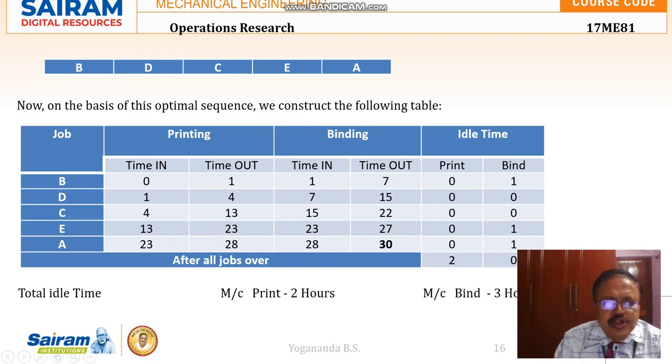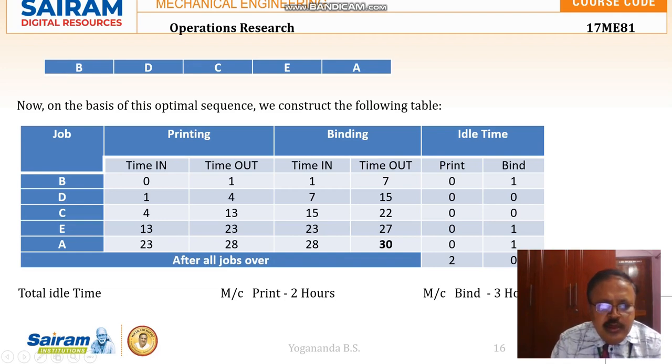Similarly, if I take job C, here also we get the idle times as 0 and 0. 4 minus 4, 0. 15 minus 15, 0. Coming to job E, here the difference of 23 and 22 is 1. 13 minus 13 is 0. Now coming to the last book, that is job A.